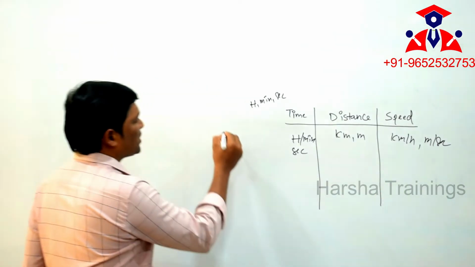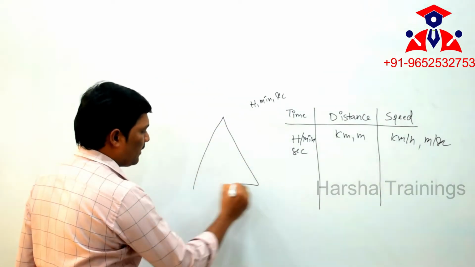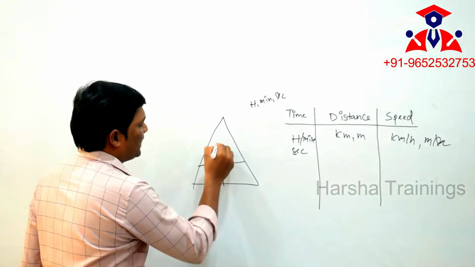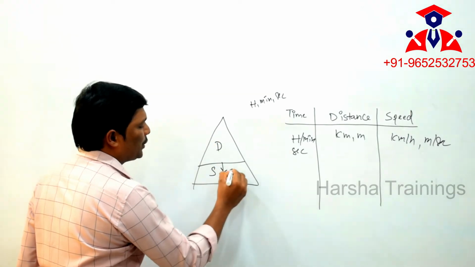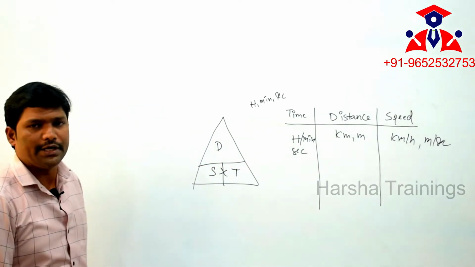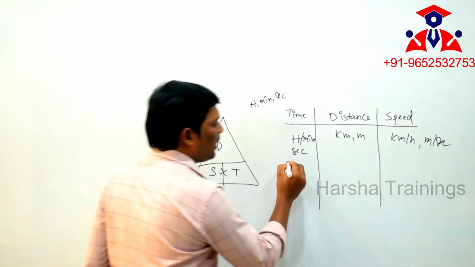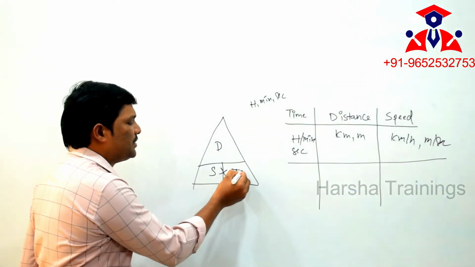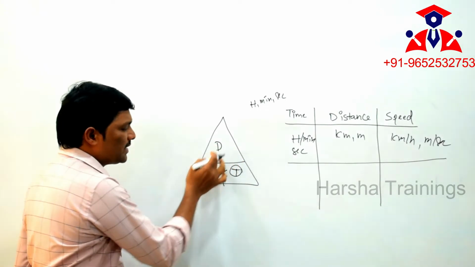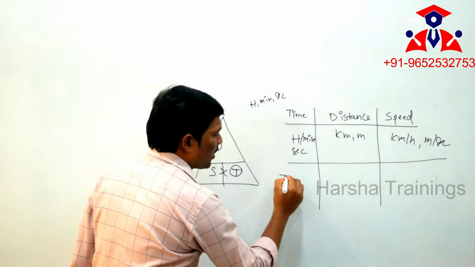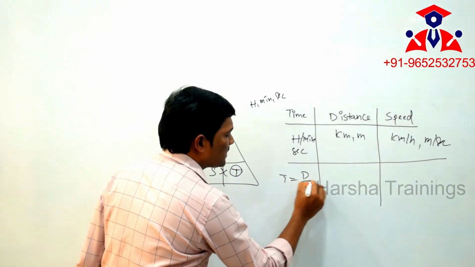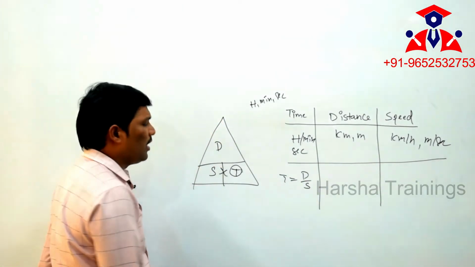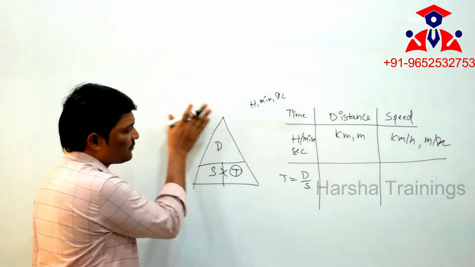Just remember, guys, this is the magic triangle. Distance on top, speed into time below. For example, I want the time formula. Just close the time and the remaining is distance by speed. What is the formula of time? Distance by speed.